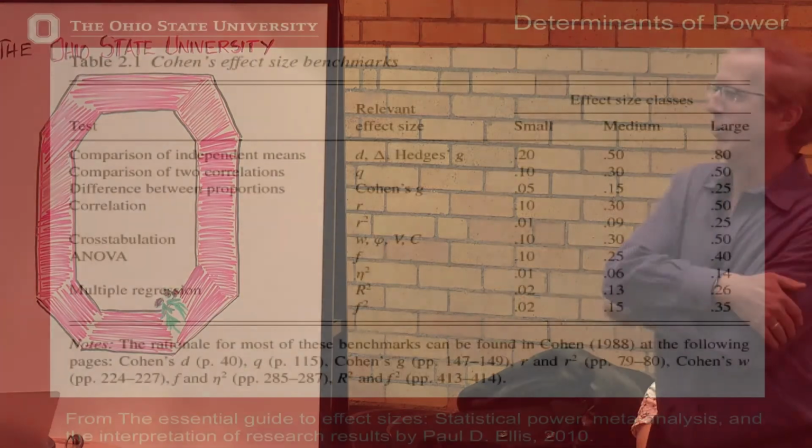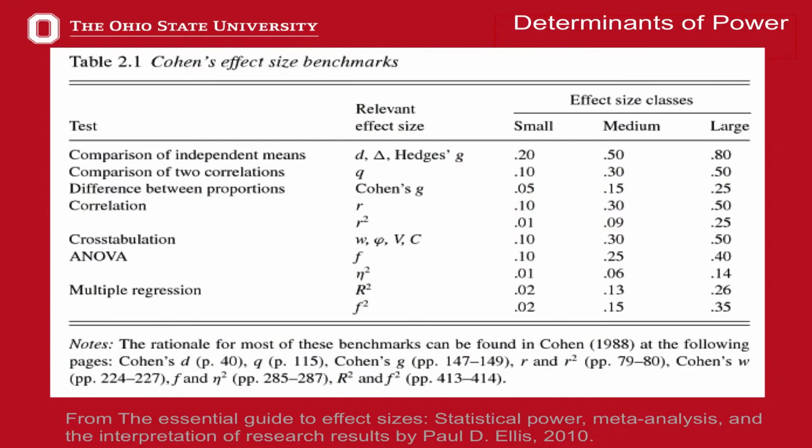Now here's a little table. I'm not going to say much about it, but according to Cohen's standards, there are sort of three levels of effect size.